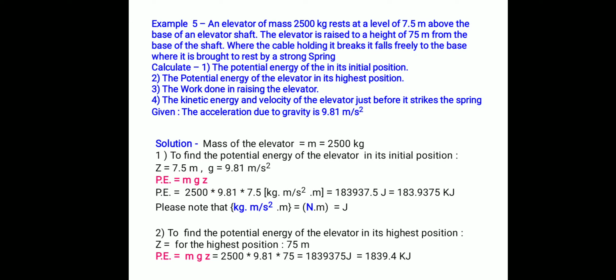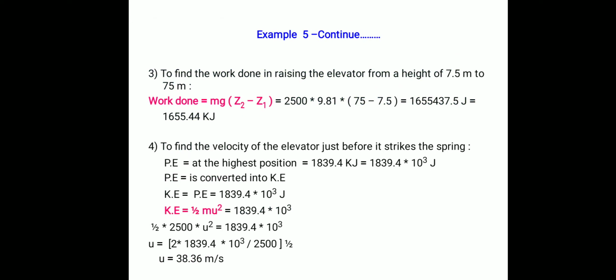Now we must go further for the work done and the kinetic energy and velocity calculations. For the work done calculation, the formula is mg delta z. So mass we know, g we know, and z2 and z1 are also known. So put the values, and we get the value 1655437.5 joules.